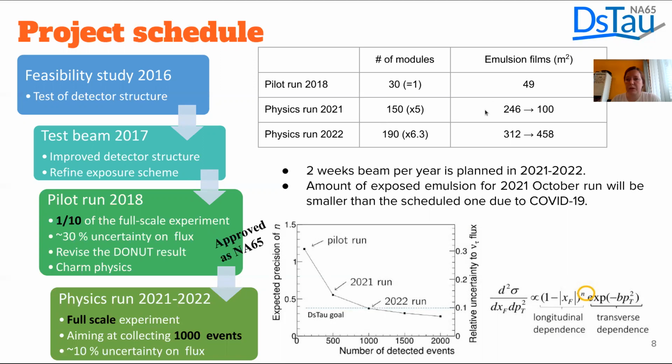Actually, we planned to expose about 250 square meters of emulsion, but due to the COVID situation, we will be able to expose about 100 square meters and to increase the amount of our emulsion in the next year.